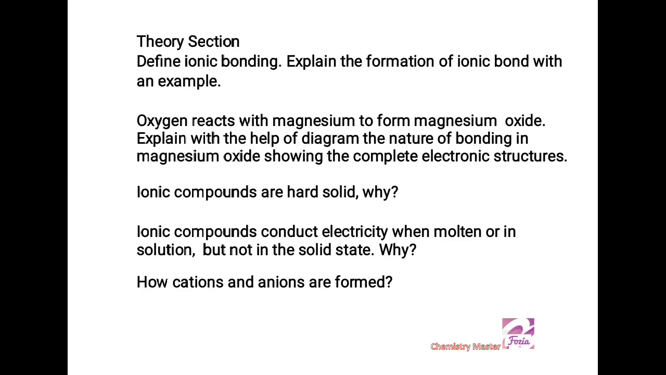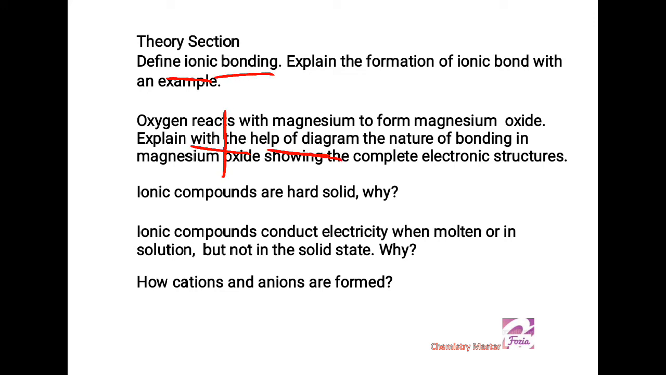Theory section. Define ionic bonding. Explain the formation of ionic bond with an example. A very easy and routine question, just to check your concepts. Now, bonding means the relationship between atoms, the attractive force which holds the atoms together. So when the bonding is ionic, this force of attraction is between ions, and there are two types of ions: positive ions or cations, and negative ions or anions.